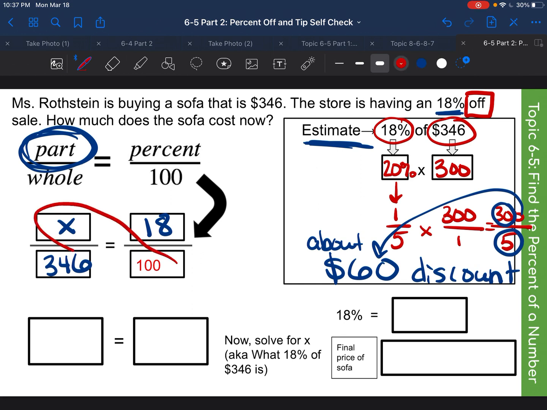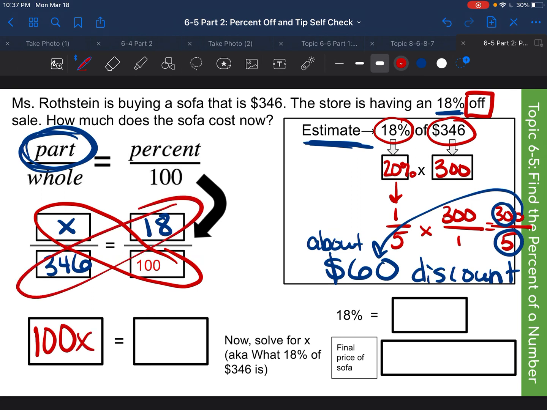So remember, we're going to cross multiply, we get 100x. We're going to cross multiply in the other direction. Okay, so we're going to do 346 times 18. We're going to plug in that answer and see what we get. So why don't you do that right now and multiply 346 times 18. You end up getting 6,228. And then you're going to divide by 100 to get x by itself. Whatever you do to one side, you do to the other.